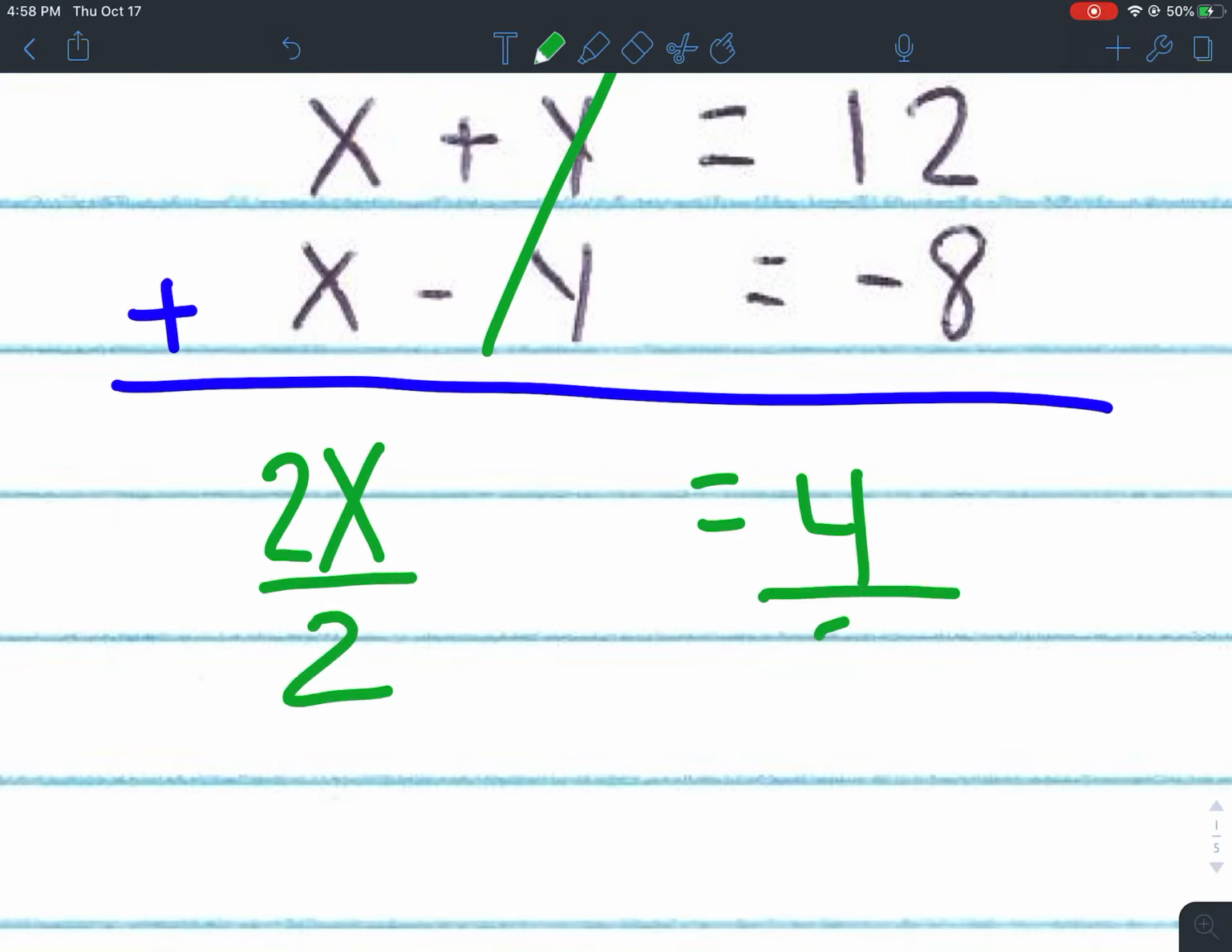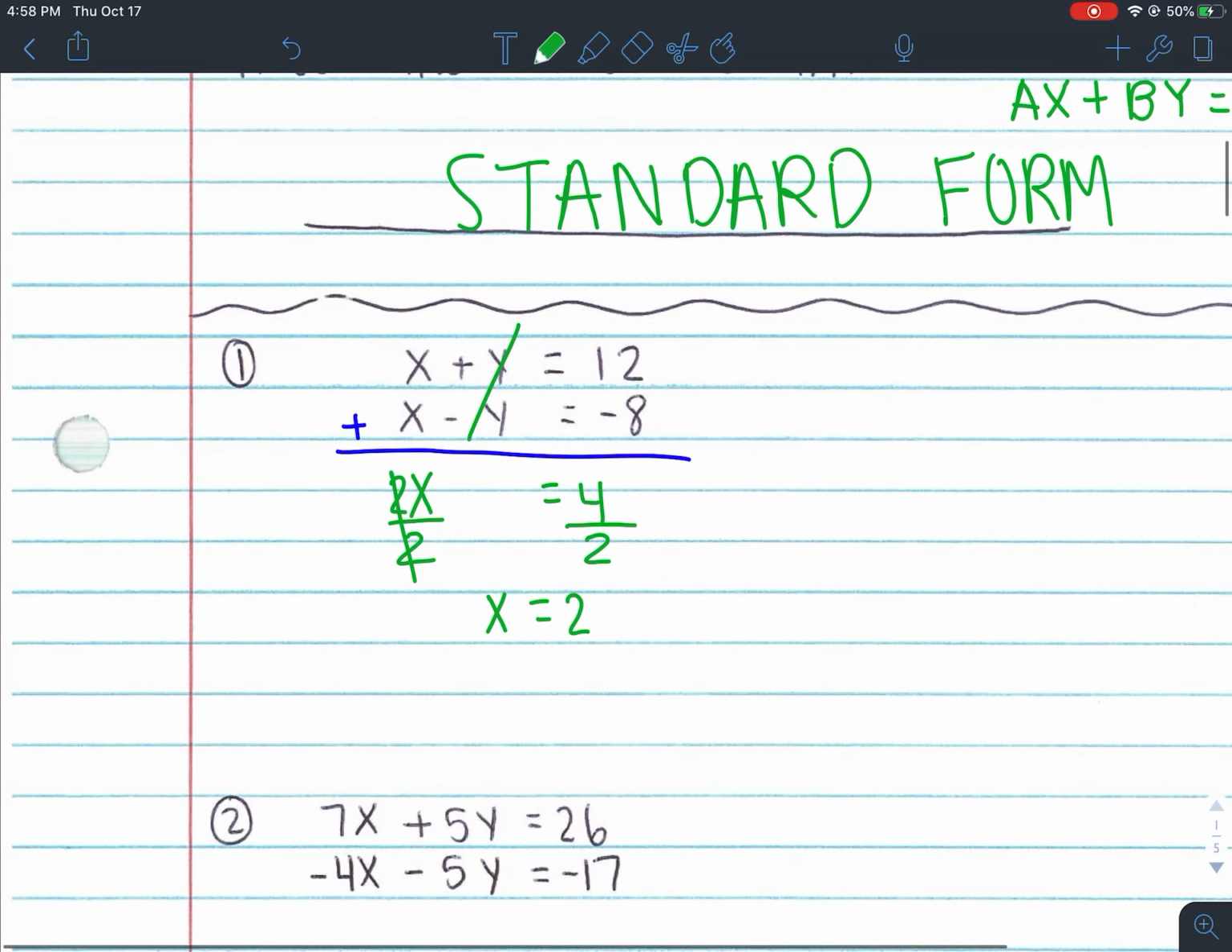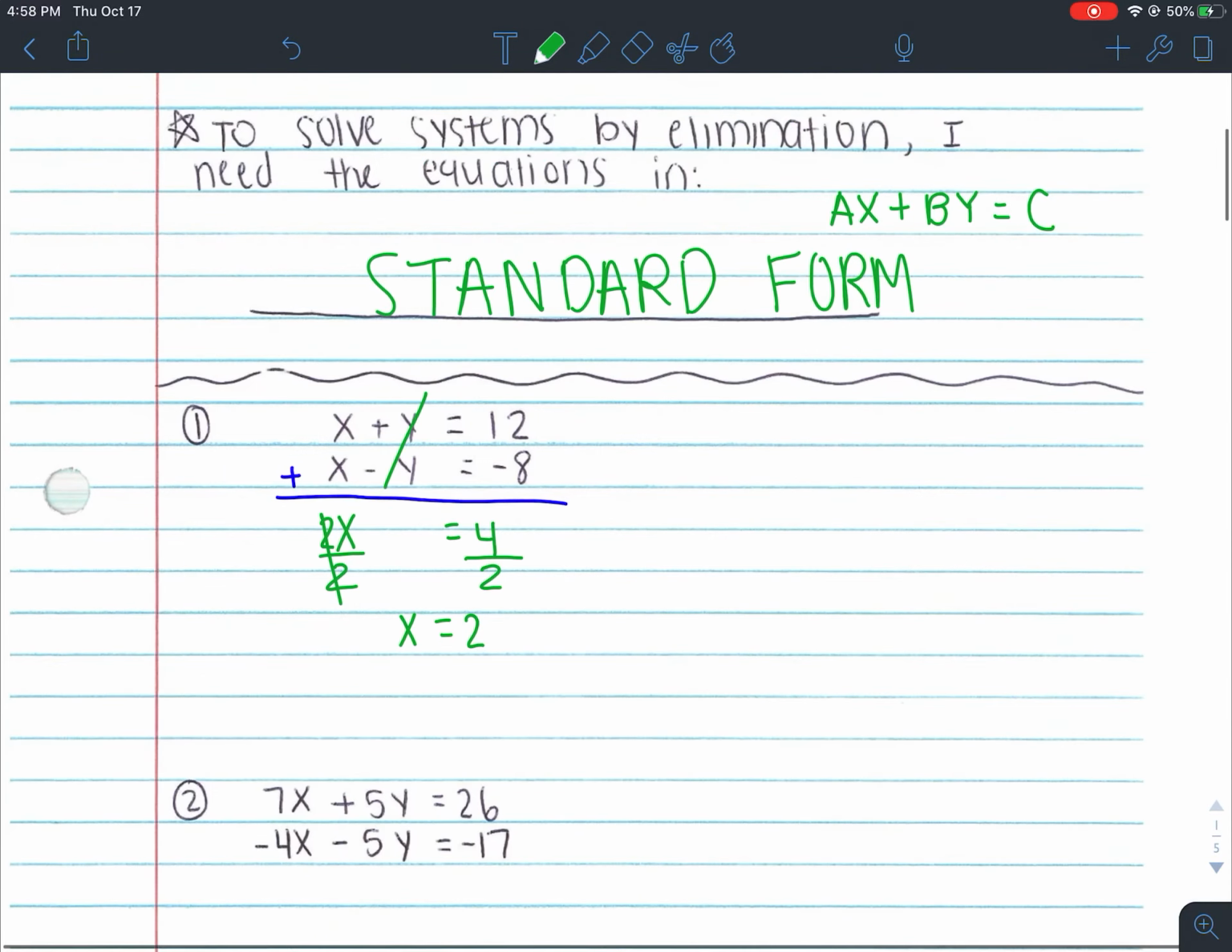And then from here, I'm going to solve for x. Divide both sides by 2. And then I have x equals 2. Now with substitution or with graphing, anytime you have a solution, you want to write your answer as an ordered pair. So right now we only have half of our ordered pair. We have the x value. Now we need to get the y value.